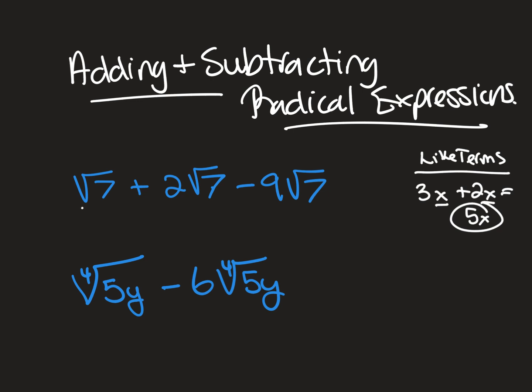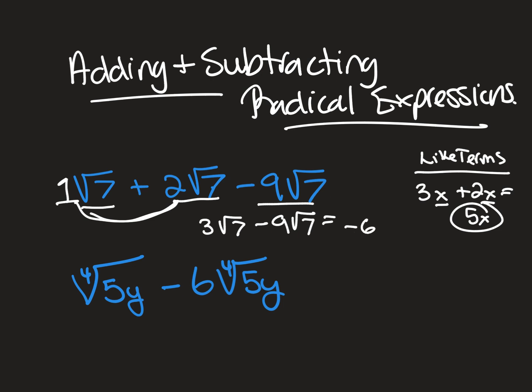Over here, we have square root of 7 plus 2 square root of 7 minus 9 square root of 7. Since they all have the square root of 7, that does make them the same. So technically, there is a 1 here. If I put these together, I get 3 square root of 7. Bring that down, and then I can do 3 minus 9 square root of 7 because they are also like terms. And that would be my final answer.